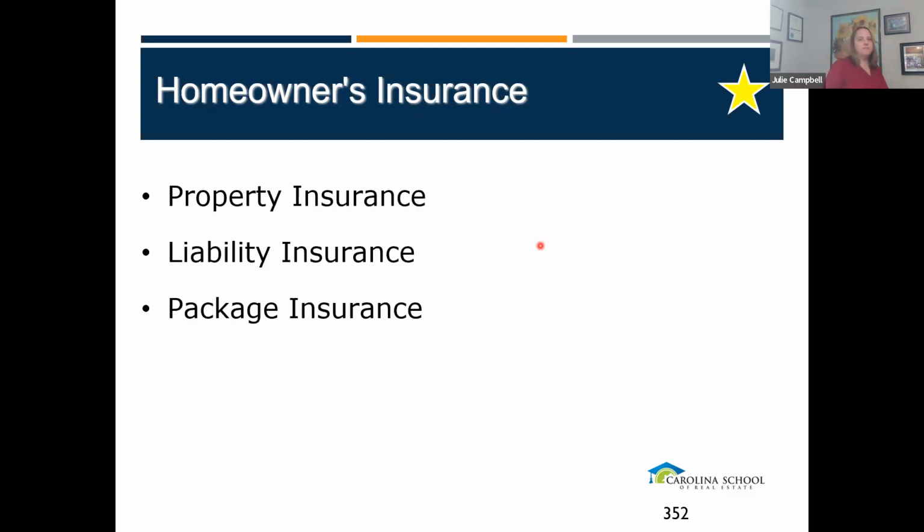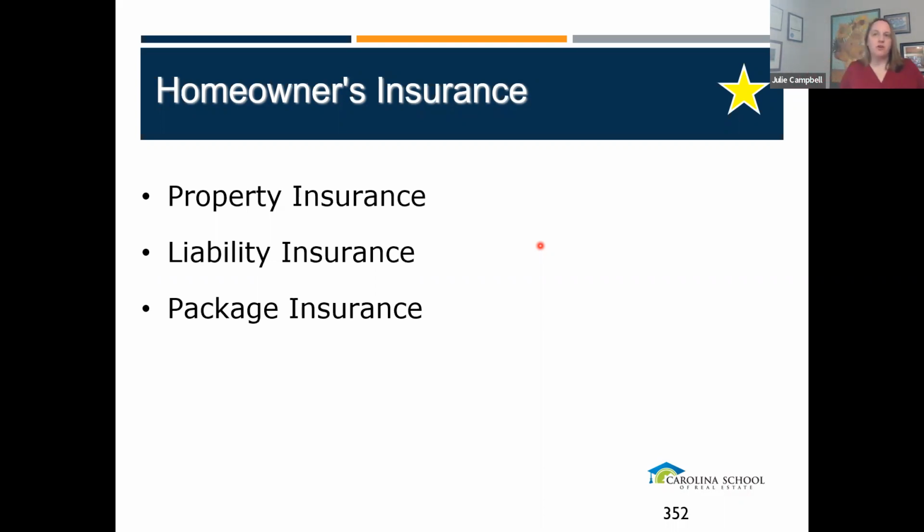Property insurance is also known as casualty insurance. It protects the insured from damage to the property and the permitted improvements. Permitted improvements. Most insurance policies don't cover unpermitted space.